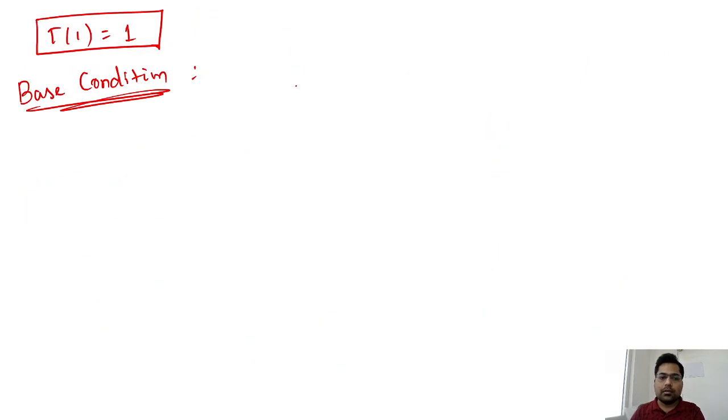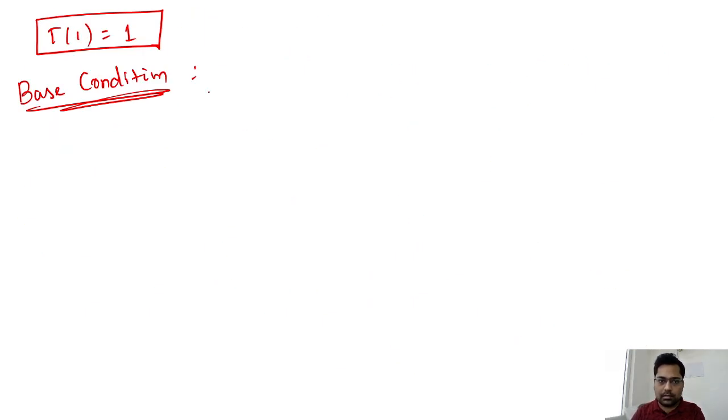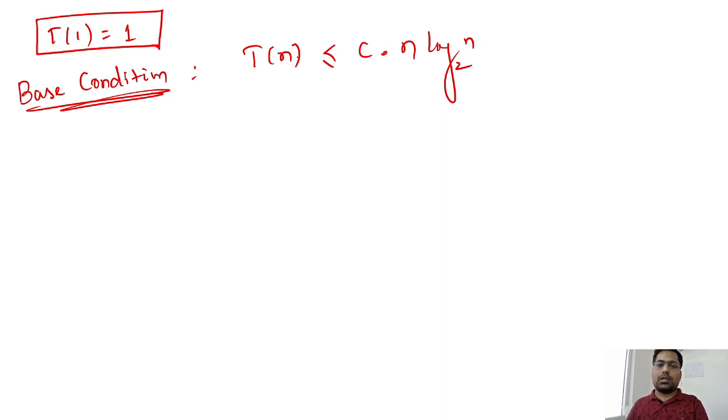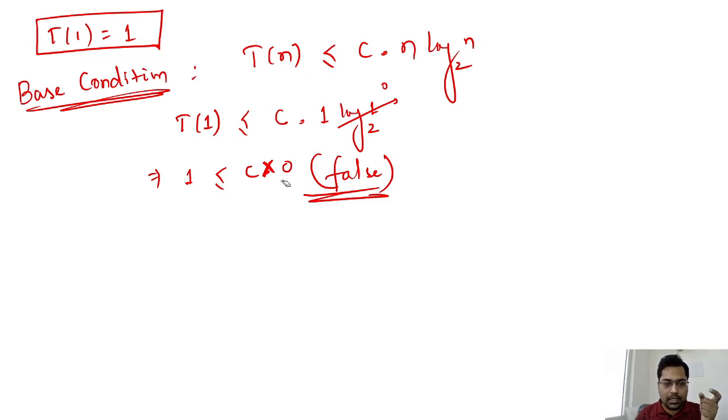As per our guess, we have proven that it's N log N. I'm just writing it once again. So when you put the value of T of 1, we want to find whether it is 1 or not. In this case, we are trying to find out the value of the constant. Now it's 1 log 1 base 2. Here it is 0. Now the problem is T of 1 is greater than C into 0. It's a false condition.